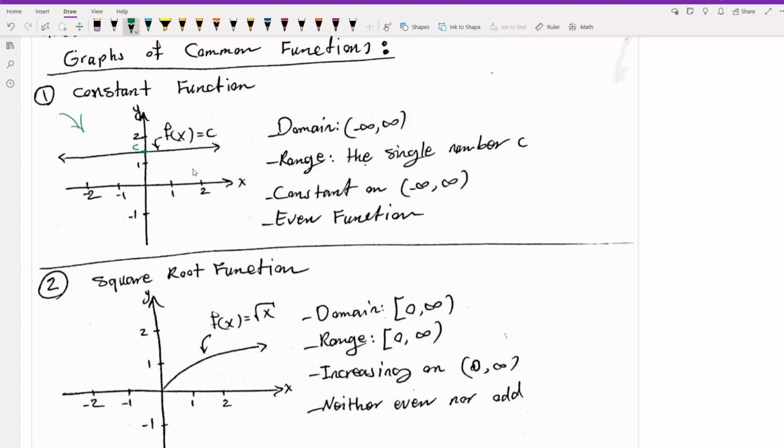is parallel to the x-axis. So in this case, what we have, domain is starting from left to right. On the x-axis, we have negative infinity. Moving to the right, we have positive infinity. Our range is the single number c. So what we have on the y-axis is the only point that we have, this point, and that is c. And this function is constant on negative infinity, positive infinity, and in this case we have an even function.